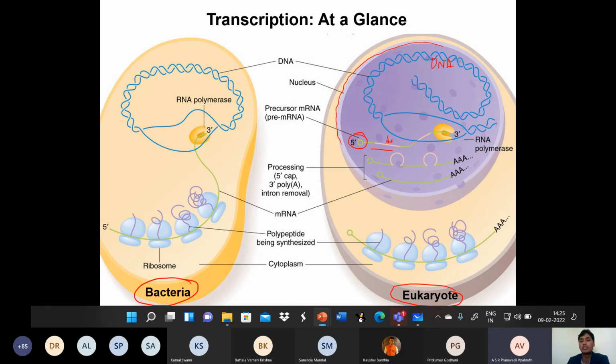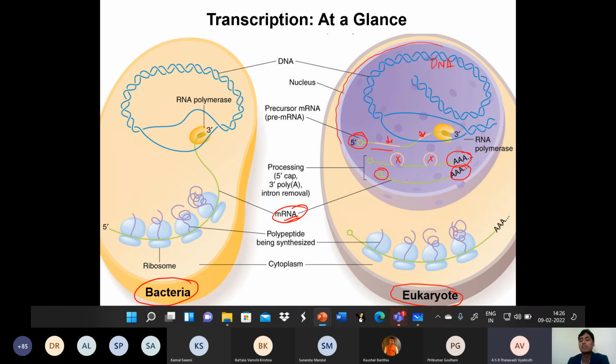and those are the introns. So introns should be removed. And as I told you, the poly-A tail should be added, that is also being added here. This is the poly-A tail, and this is called mature mRNA. This processing step is completely absent in bacteria.